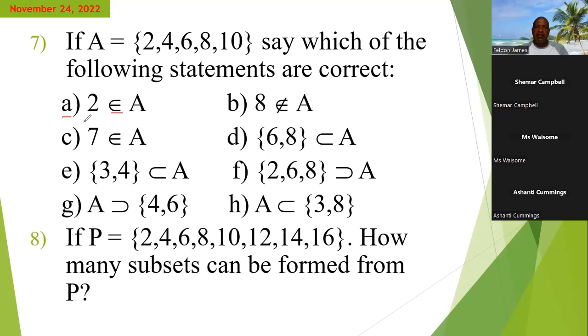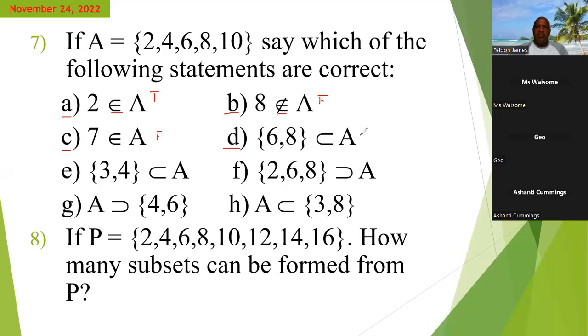So is this statement true? True or false? True, sir. All right, so this one is true. So B, what does this symbol mean? Not a member of. So is this true? Is A not a member of A? False, sir. All right, so this one is true and this one is false. What about C? False. What about D? True.